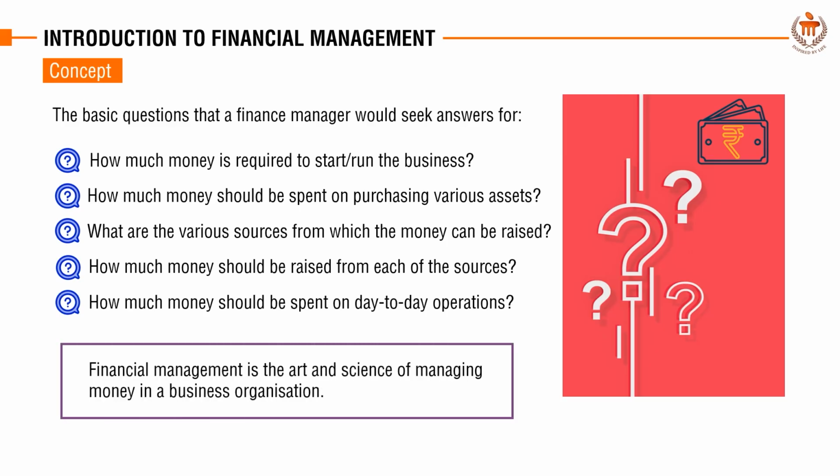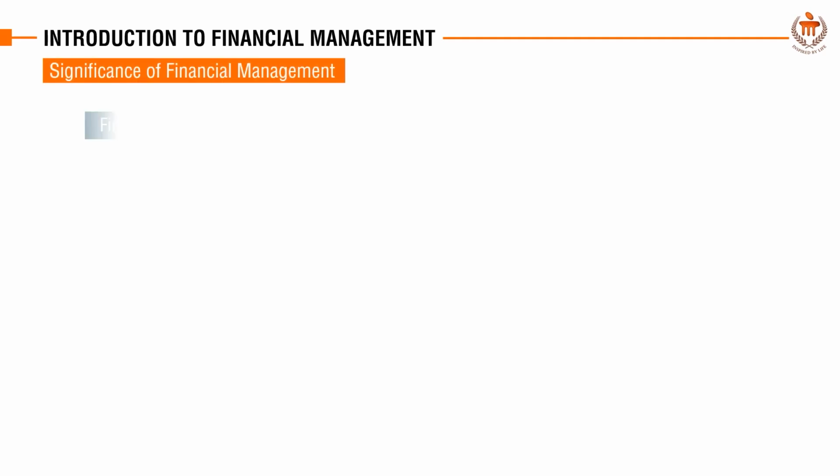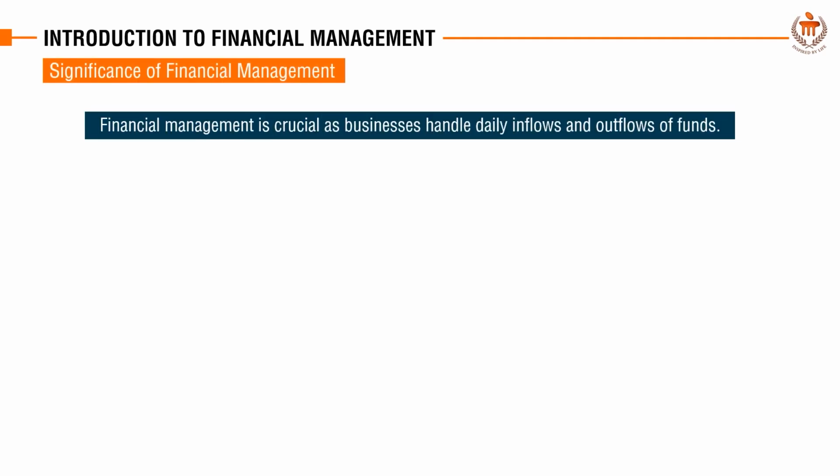Now, if you look at these set of questions, you will find one thing which is common: money. Therefore, what is financial management? Financial management is the art and science of managing money in a business organization. Now, let us look at why financial management is an important function in an organization.